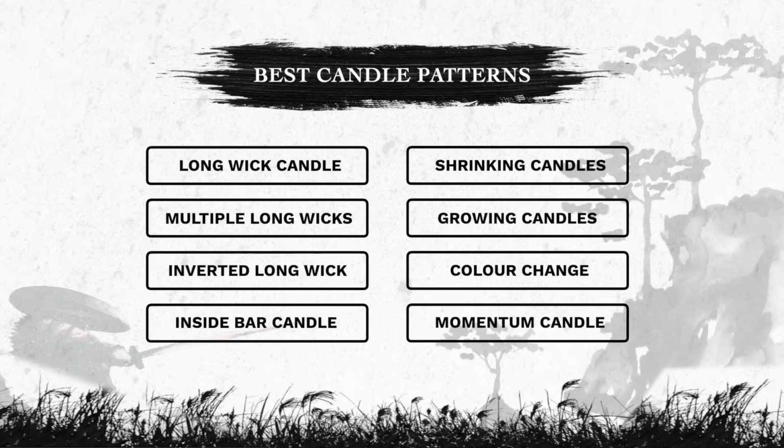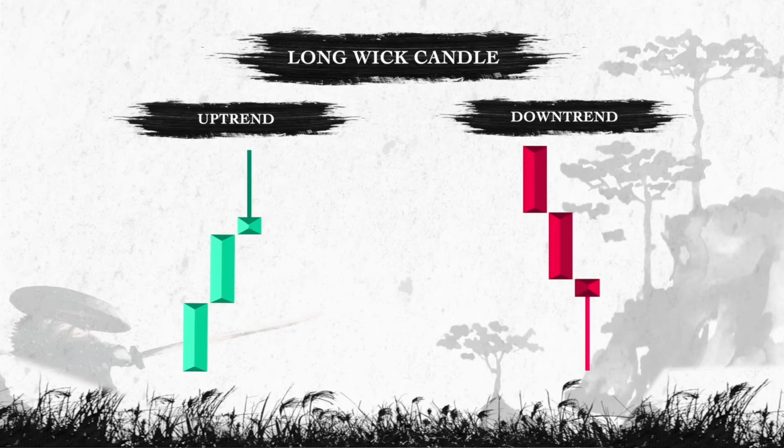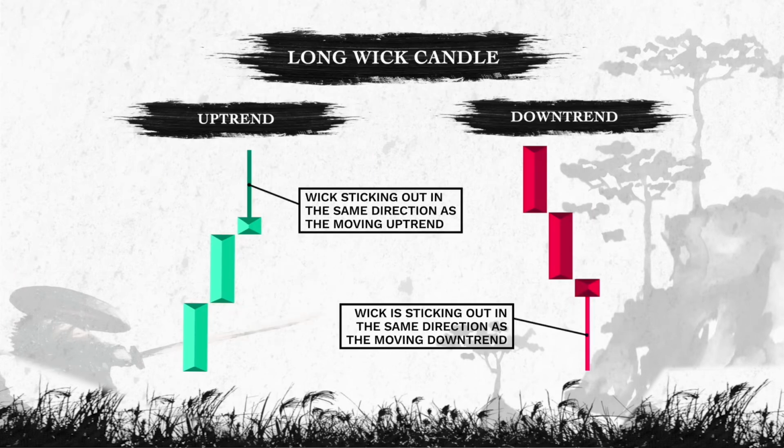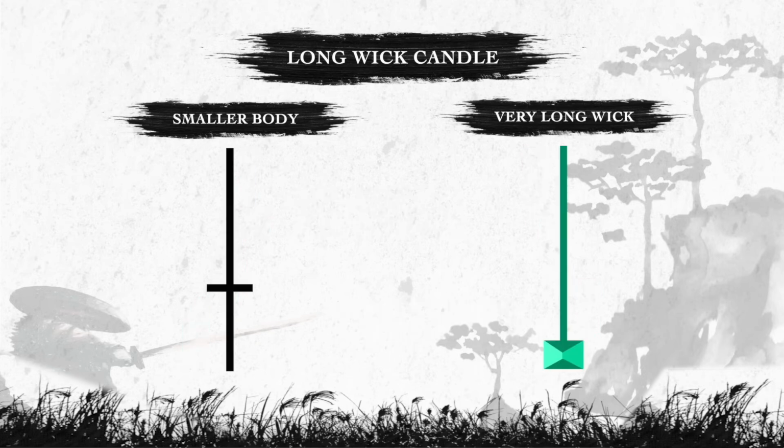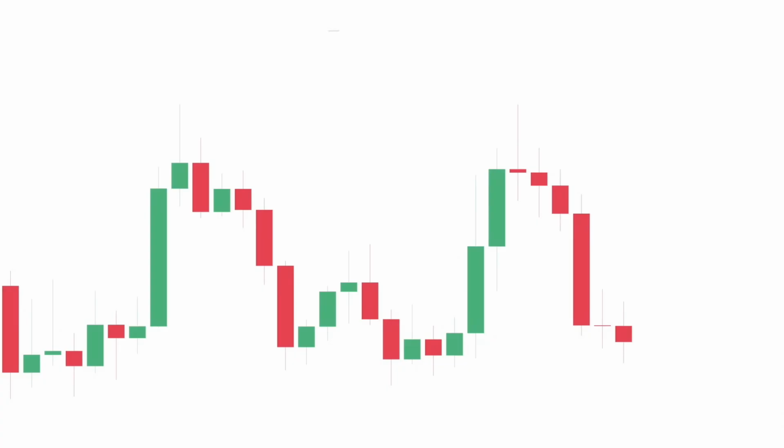Let's start with the first, which is the long wick candle. This is any candle where the wick is sticking out in the same direction as the moving trend. There are two variations that make it higher quality. First, the smaller the body of the candle, the better. Second, the longer the wick, the better, also known as a very long wick candle. Let's now show how this is used in combination with key levels in an uptrend.